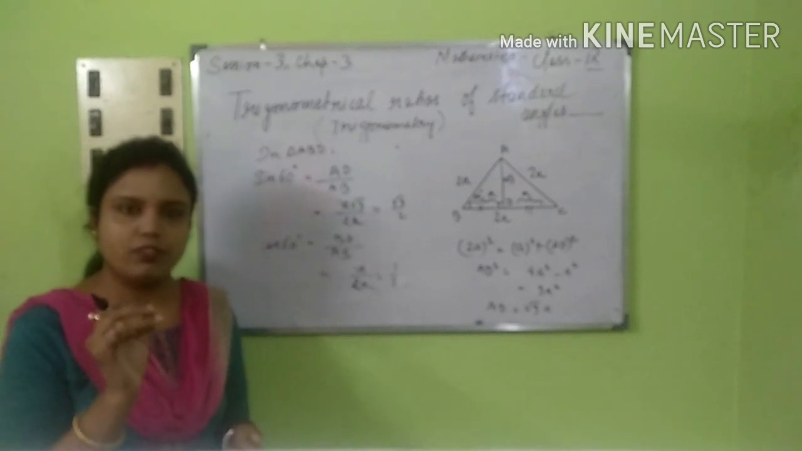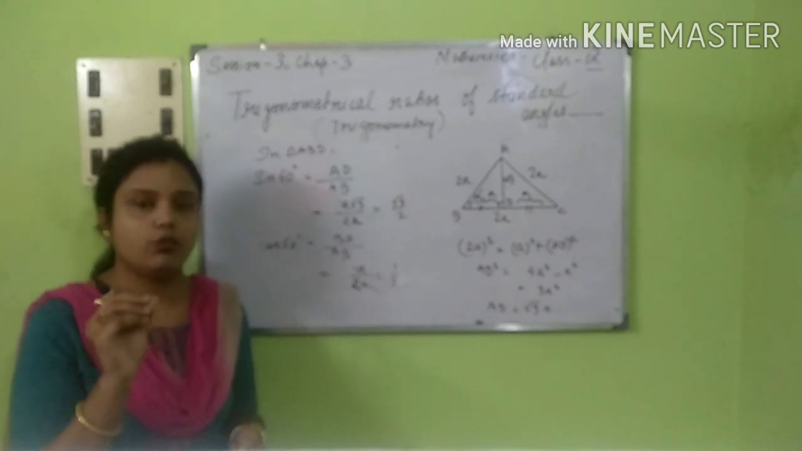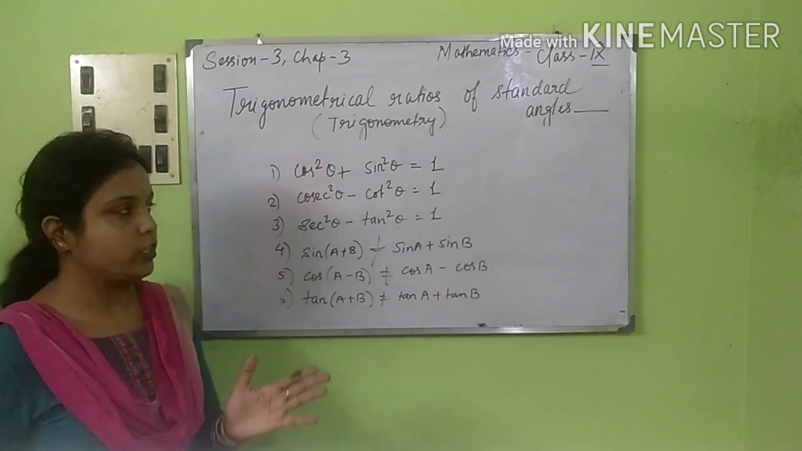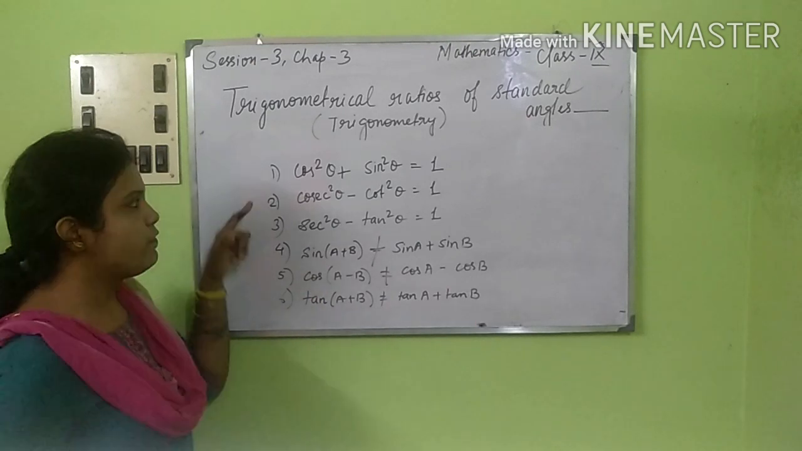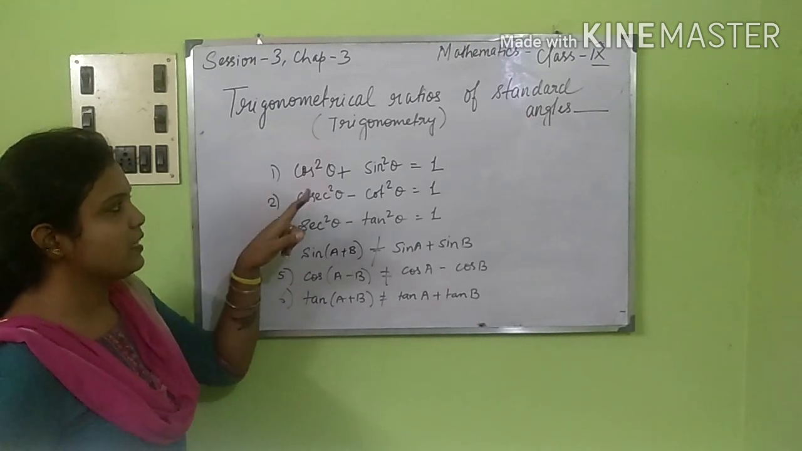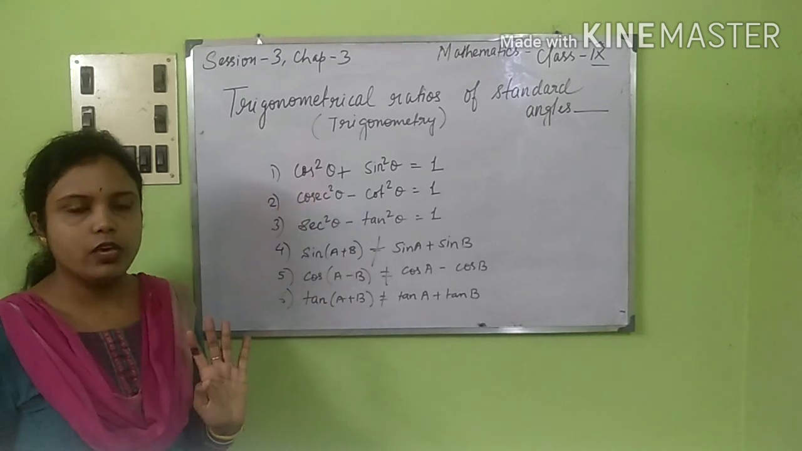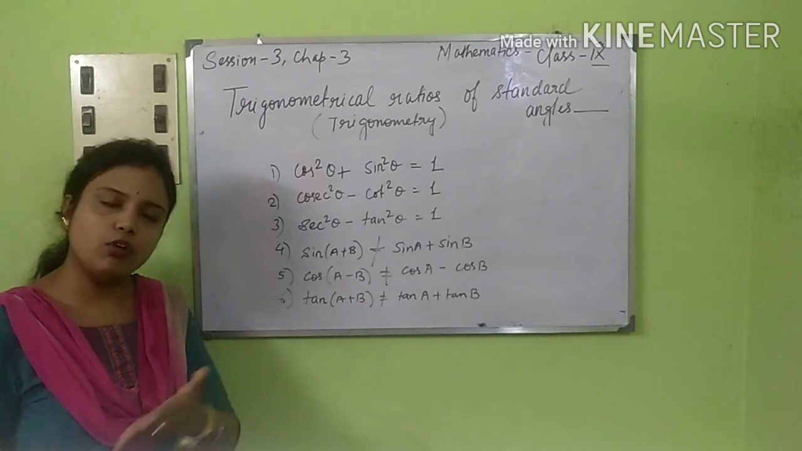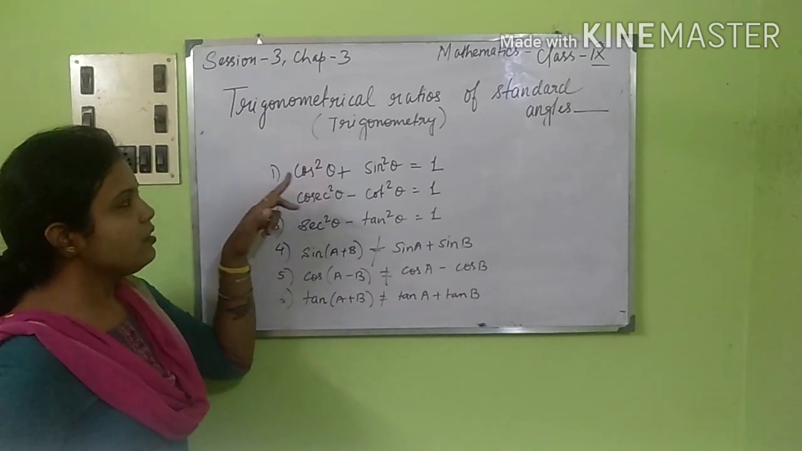Now I will tell you some important formulas or important notes which you need to follow always. I have just written them down so that you can also follow along. First point, cos square theta plus sin square theta equal to 1. Whichever angle you take, this is a particular formula which you will be using maybe in the next chapter or particularly in class 10.